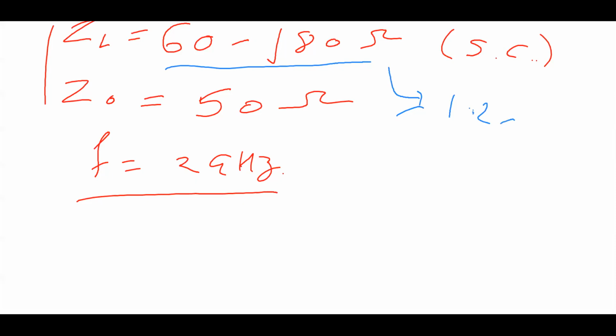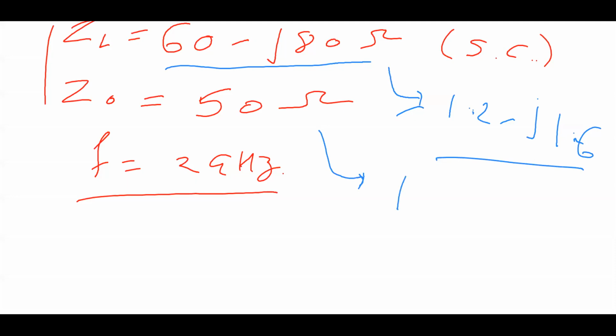Minus J 1.6. Okay, so 1.2 minus J 1.6. So correct, this is the value you will get. Now what you have to do is plot this, and what will be the Z0? 50 by 50, so it will be 1.